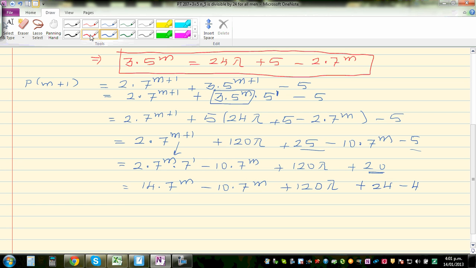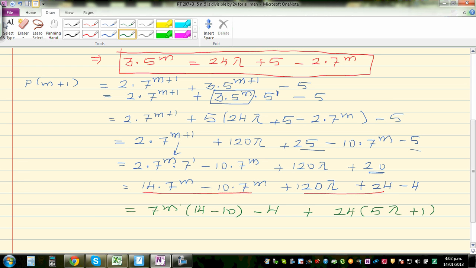So what can we factorize? What can we factor out here? We are going to factorize something out from there. So let me change color. So this is equal to, what can you factor out? You can factor out 7 to the power m. You have 14 minus 10 inside the bracket. I'm writing this minus 4 after this. Plus, if you factor out 24, this is 5 lambda plus 1. This is 14 minus 10 is 4.